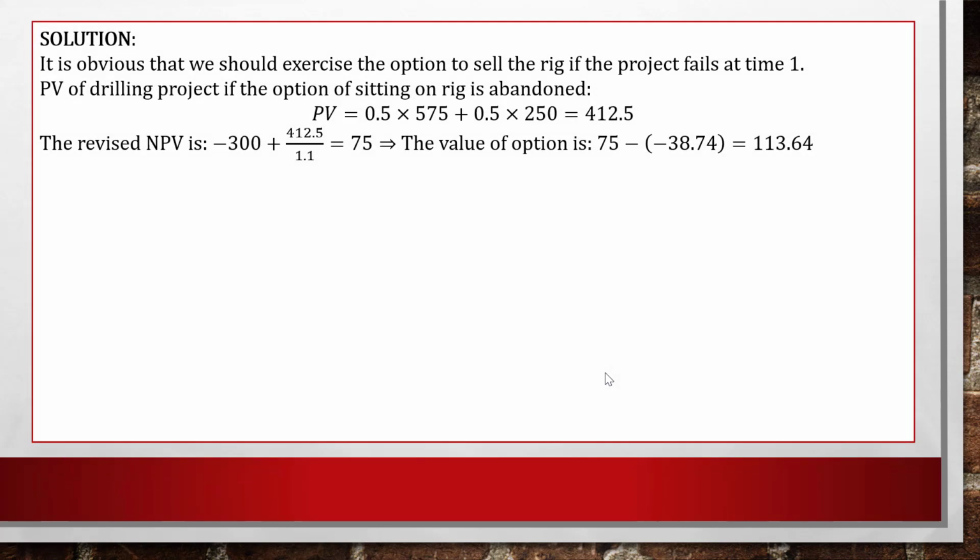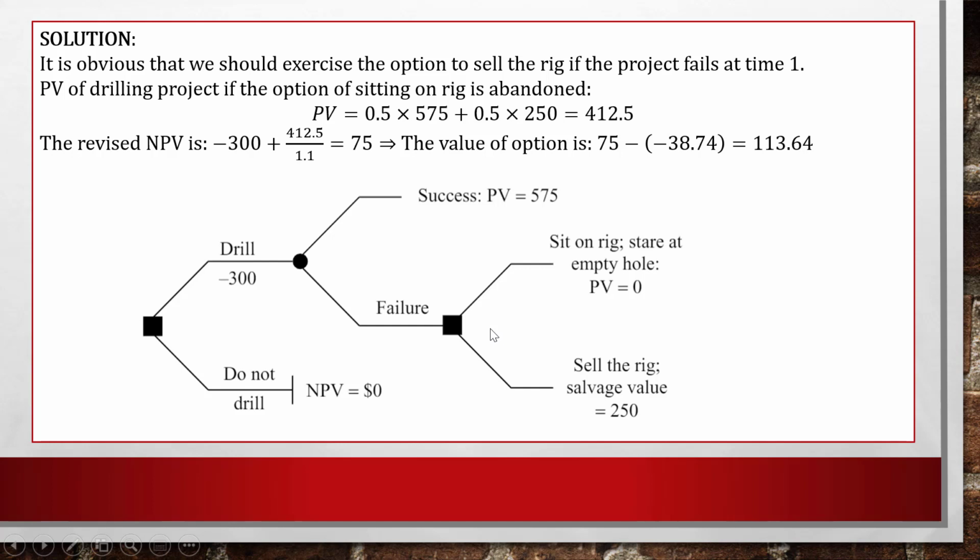Now, if we consider this diagram, it is obvious that we should exercise the option of selling the rig if the project failed at time 1. If you just sit there and stare at the empty hole, the present value is 0, so you earn nothing. The benefit is 0, but your initial investment is negative $300. So this is a game of fail, right? But if you sell the rig, you get $250.